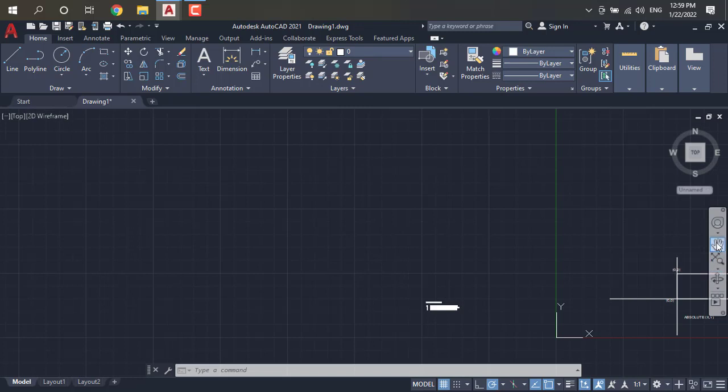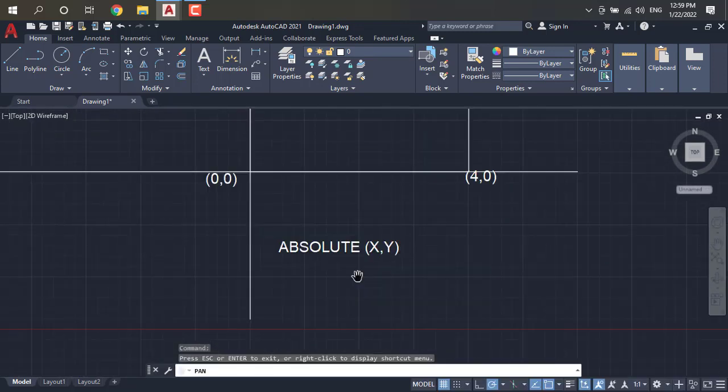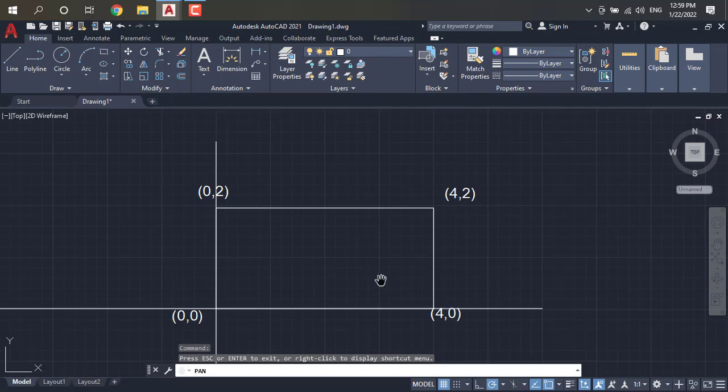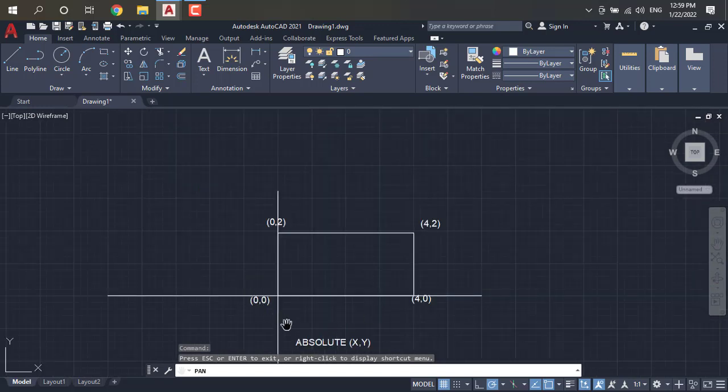Before that, we are going to the absolute coordinate system. In the absolute coordinate system, you have to observe here, from the origin there is one rectangle. At the origin we have the point given as x comma y equals 0 comma 0. At a length of 4, it will be 4 comma 0. After that, it will be 4 comma 2. Why? Because x is 4, y is 2. Here, y is 2, x is 0 at this point.